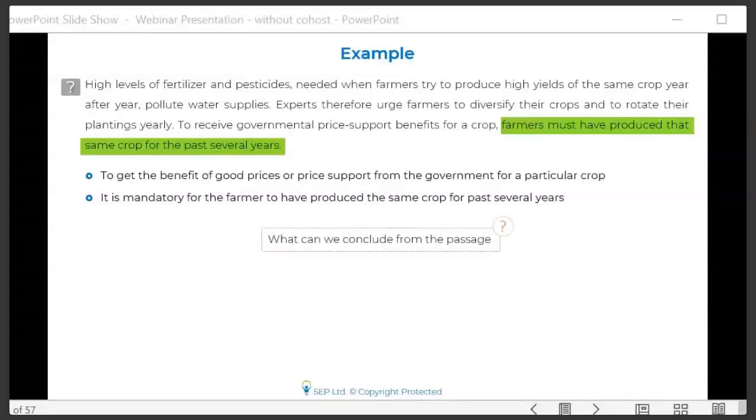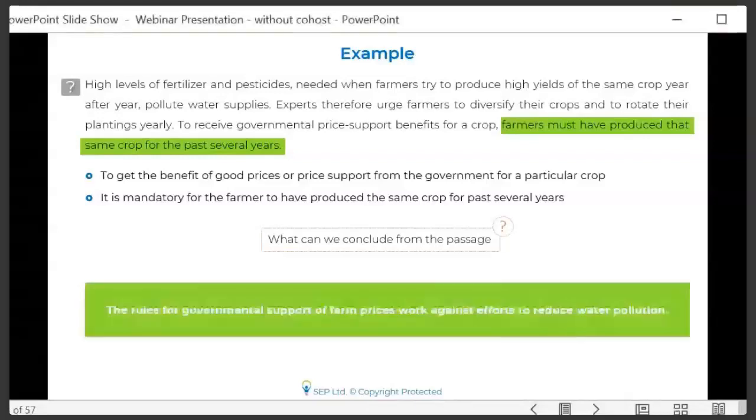All right. Which means a correct answer on this would have been something like this. The rules for governmental support of farm price. Okay. What are the rules for governmental support of farm price? That the same crop should be grown year after year. Work against efforts to reduce water pollution. So the efforts to reduce water pollution require rotating crops. The rules for governmental support of farm prices require growing the same crop. Therefore, the two work against each other, and that is what we can conclude.